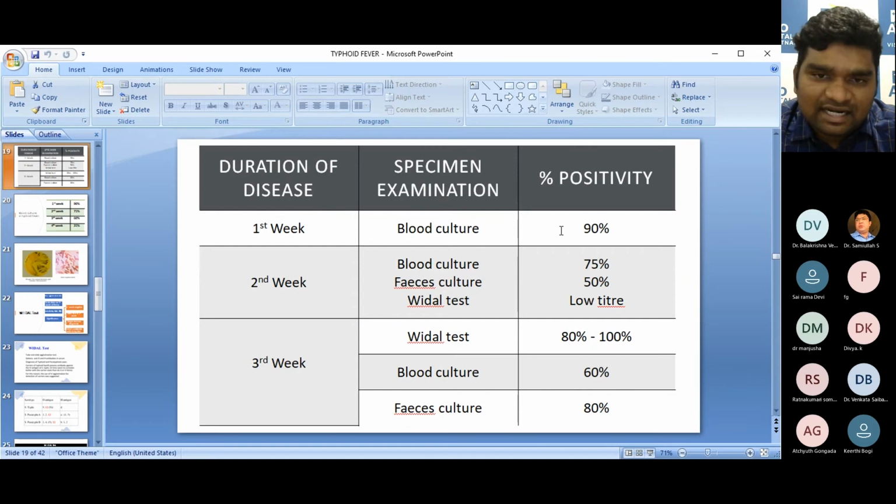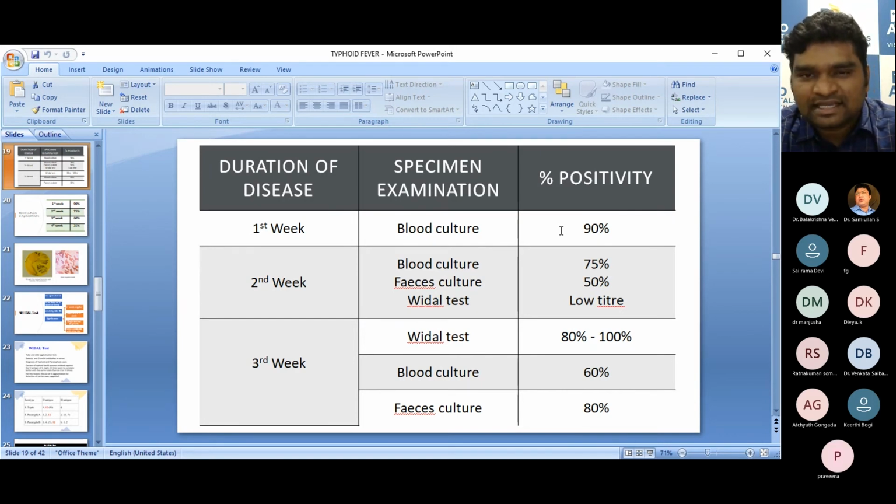Here the thing is the Widal test. Blood culture should be done in the first week of illness because the positivity rate is 90%. The Widal test should be done in the second week, because we are targeting antibodies, which appear in the second week of illness. During the first week, antibodies will not appear in the blood.